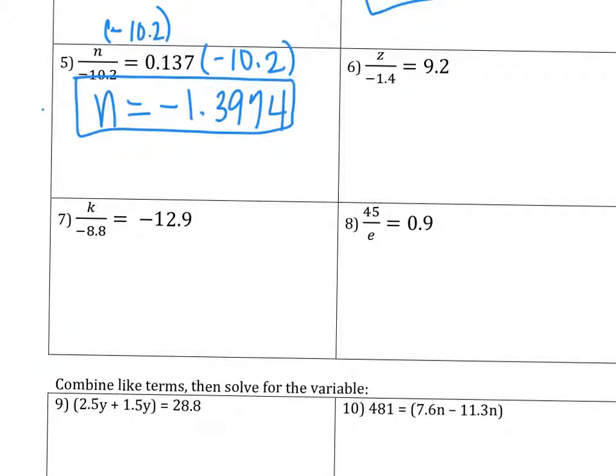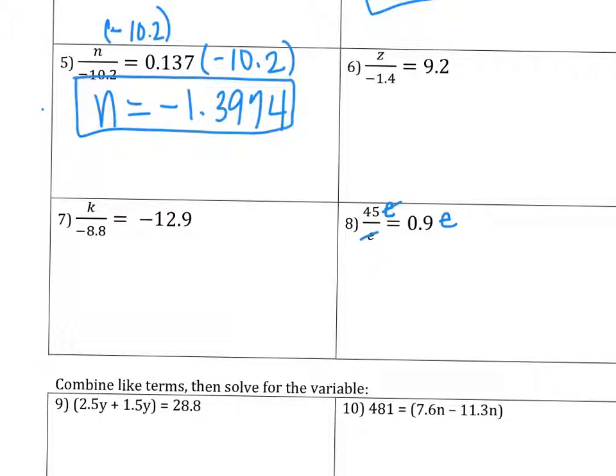Let's do number 8. What do we do when we have our variable in the denominator? We don't want to keep it in the denominator. We want to move it up to the numerator so that we can easily solve for it. The way that you get your variable out of the denominator is to multiply both sides by your variable, which is on the denominator.